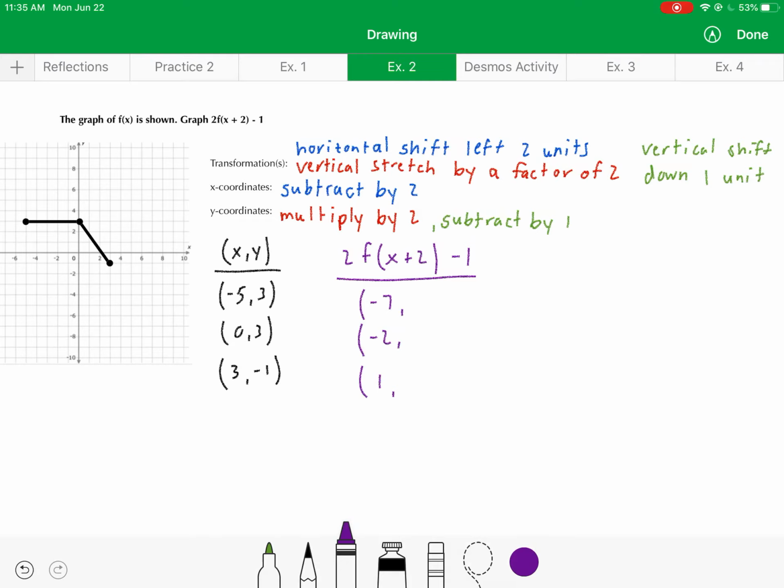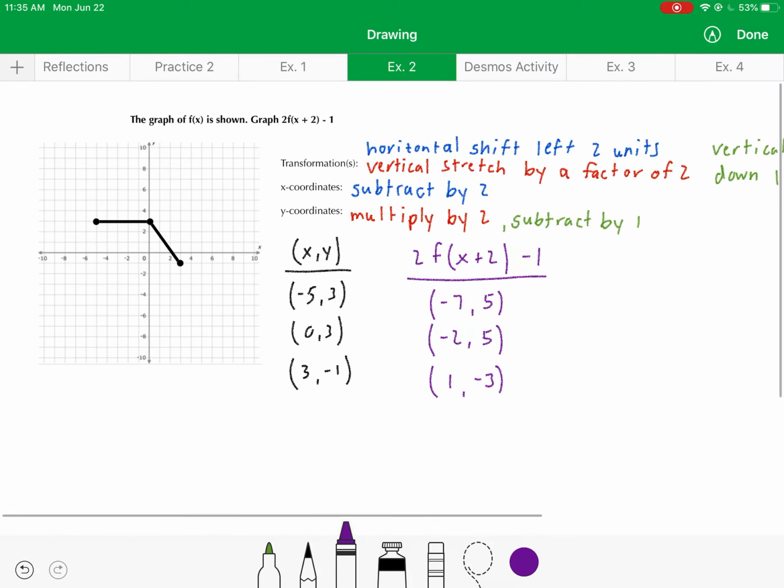So if I take the first y coordinate of 3, if I multiply that by 2, I get 6. Subtract that by 1, leads me to 5. It'll be the same for the next point as well. And then finally, -1. So if I multiply that by 2, that's -2. Subtract it by 1, get -3. Go ahead and plot all of those. And here is your final curve.